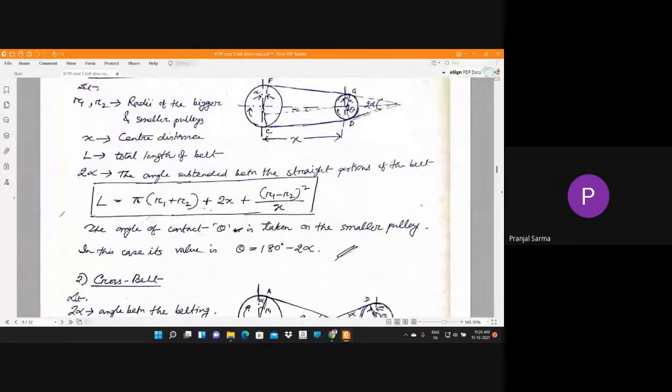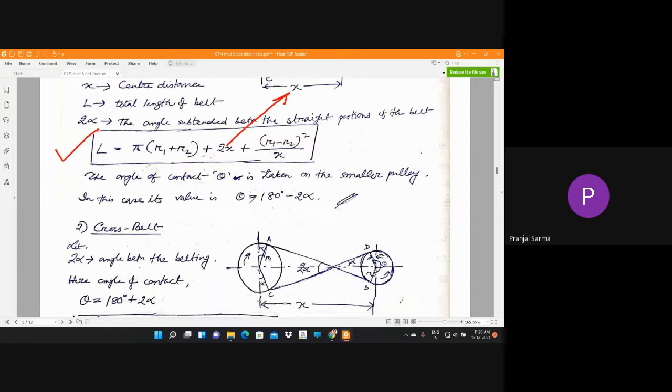We have also discussed the length of belt. There we have seen that to find out the required length of belt for open belting, this is the expression: L equal to pi by 2 into (R1 plus R2), plus 2x, plus (R1 minus R2) whole square divided by x. This x is nothing but the central distance between the driver pulley and the driven pulley, and R1 and R2 are the radii of the bigger and the smaller pulleys respectively.